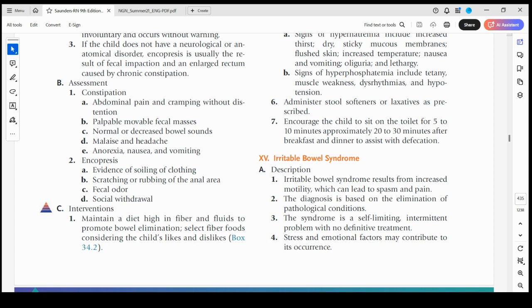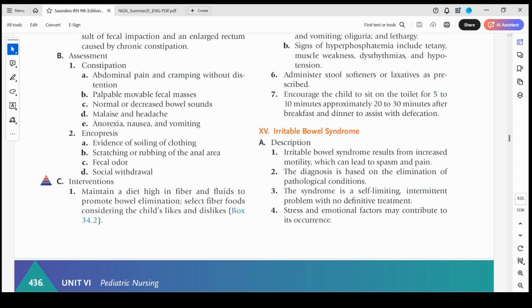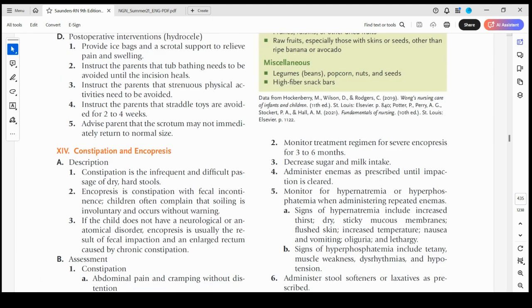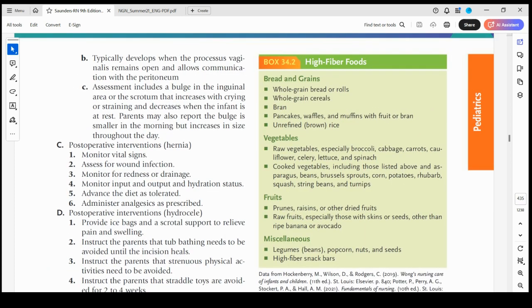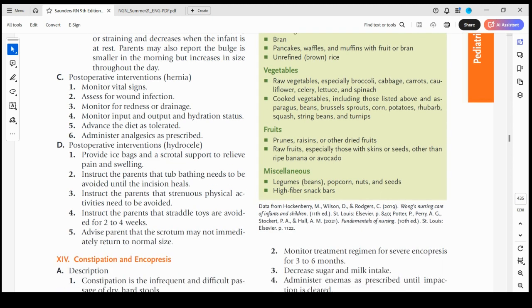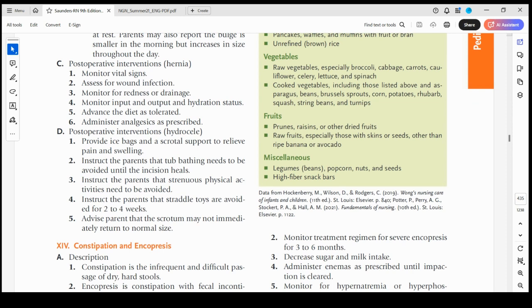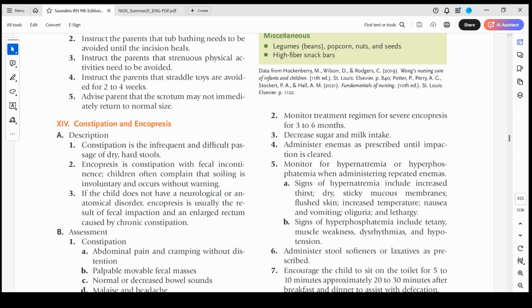And for that, we would see evidence of soiling of clothing, scratching or rubbing of the anal area, fecal odor, and social withdrawal. All right, what do we need to do for those patients? They need a diet high in fiber and fluids to promote bowel elimination. Select fiber foods considering the child's likes and dislikes. So they give us a box up here of foods high in fiber. That's your whole grain breads, cereals, your vegetables, cooked or raw, your fruits like prunes and raisins and raw fruits, and some beans, legumes, high fiber snacks, popcorn, nuts, and seeds.